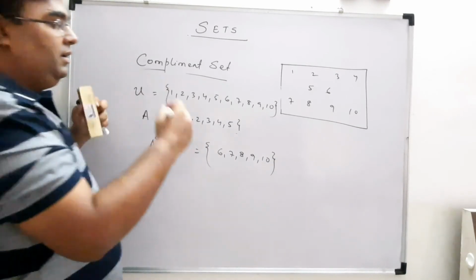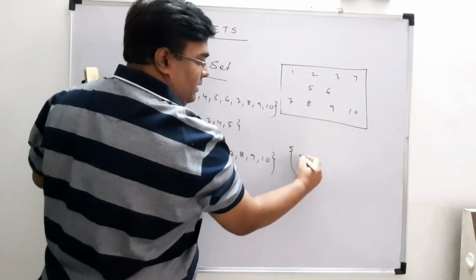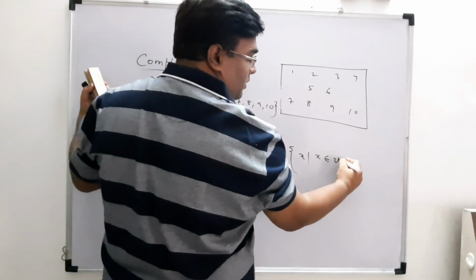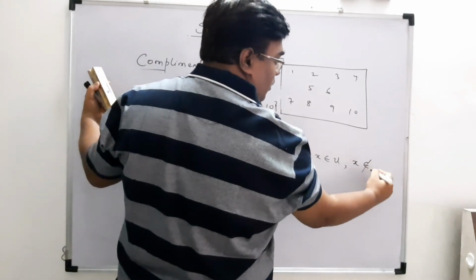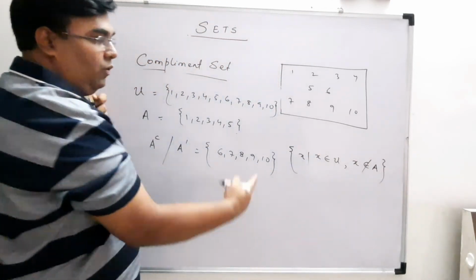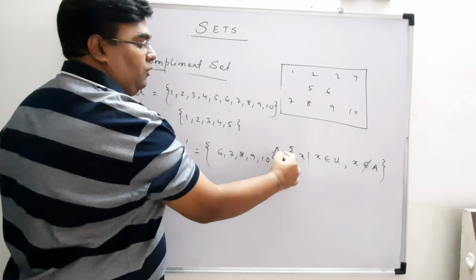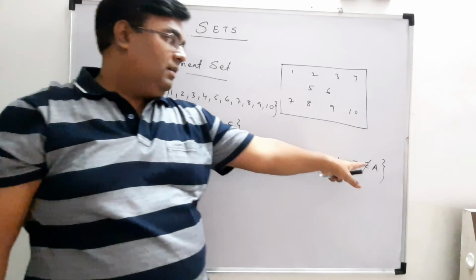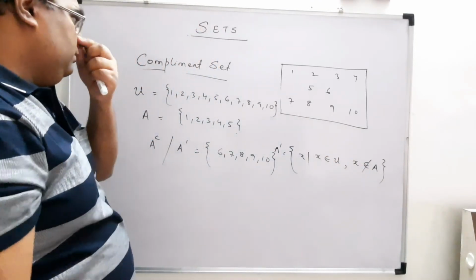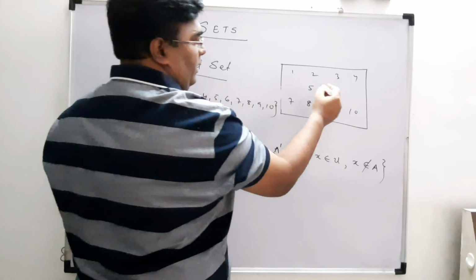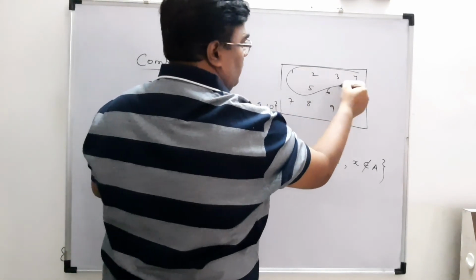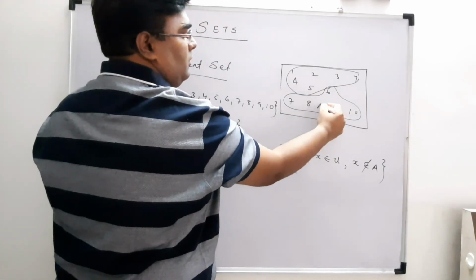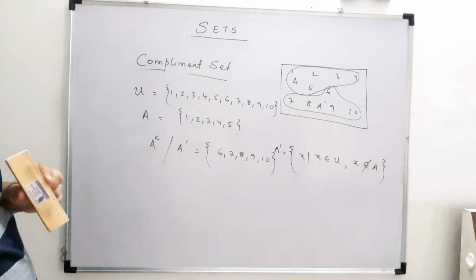So you can write in X such that X belongs to U but X does not belong to A. This is for A complement. That X such that X belongs to U but X does not belong to A. So our A complement, you can write, this is my A and this is my A complement. This is A, this is A complement. Correct?